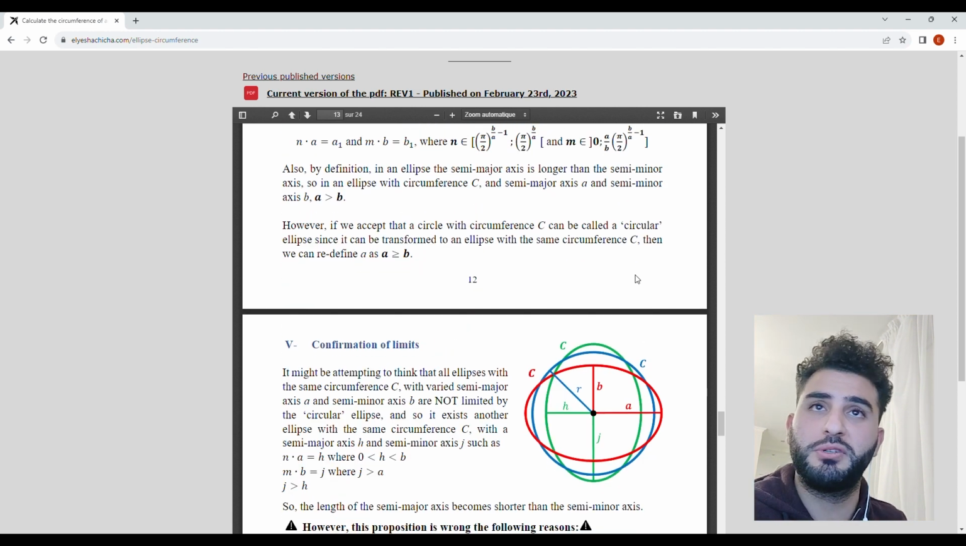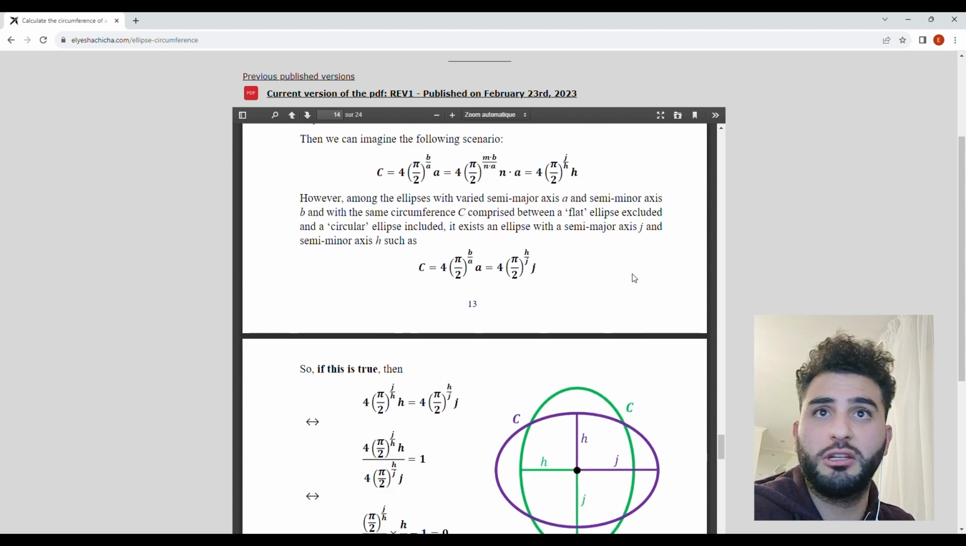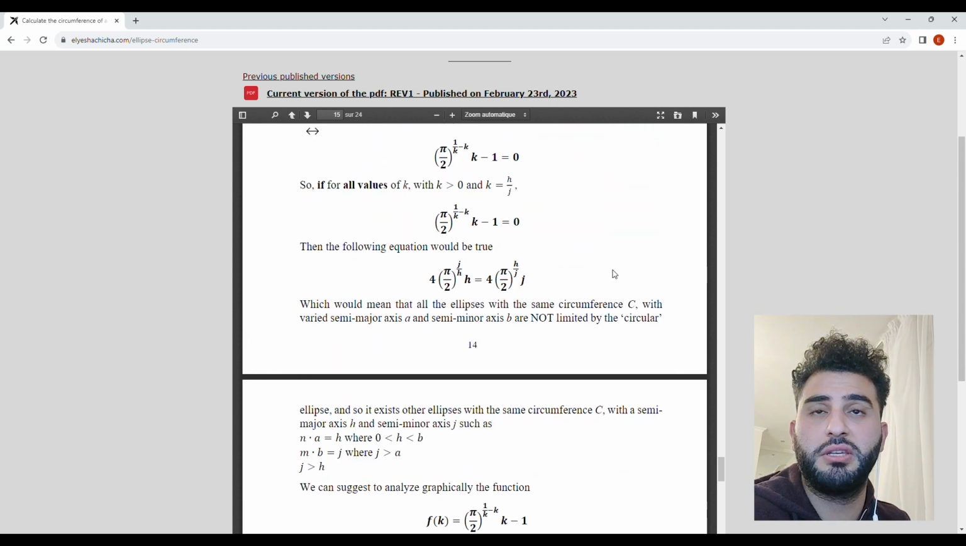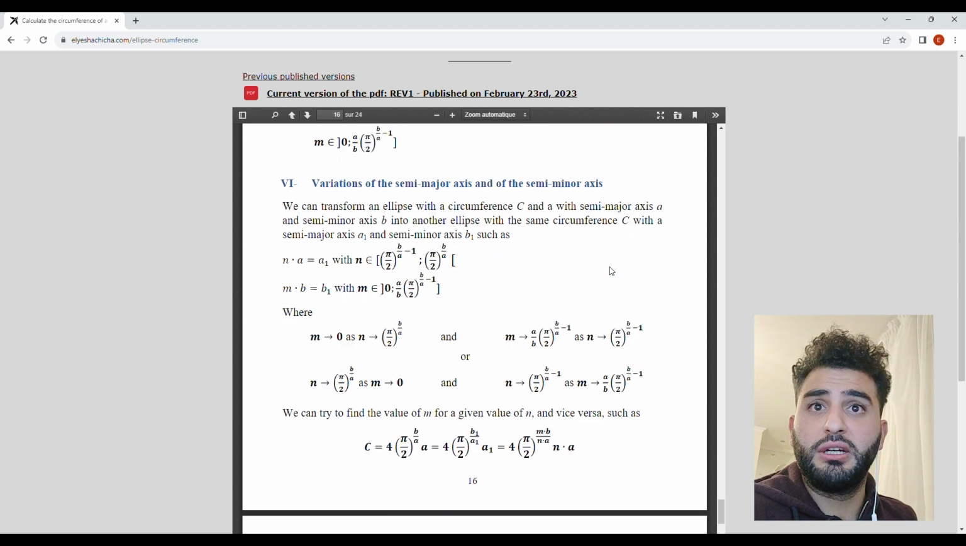So I use the flat ellipse, excuse me, as a concept just for my demonstration, but indeed an ellipse cannot be flat, so you cannot have the semi-minor axis equal to 0. It's a limit. And that's all.